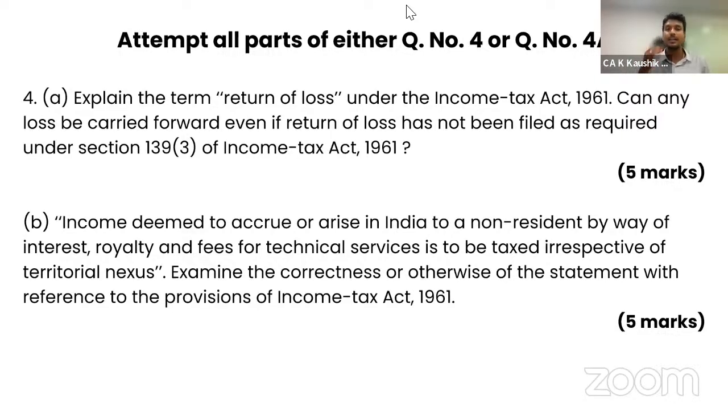Very simple answer, that income from house property or the loss from house property and unabsorbed depreciation can be carried forward even if return of loss is not filed within due date. But however, the return of loss is mandatorily required to carry forward loss under business, loss under speculation business, loss under capital gain, loss from other sources, loss from winning from lotteries, or loss from owning and maintaining race horses. So these are the incomes where if you have loss, you need to file return within due date. So you need to write the provision first for what it is applicable. Otherwise, it will not be difficult.